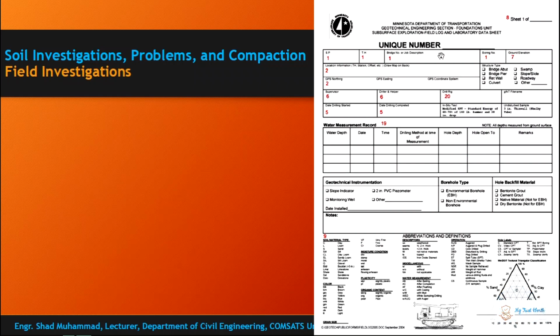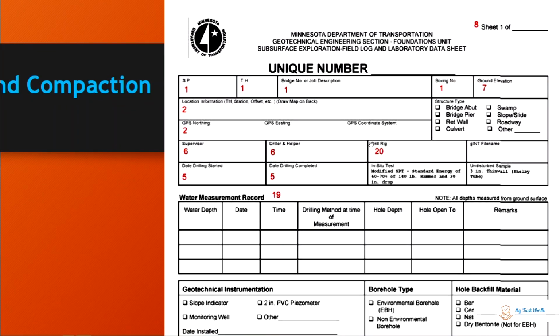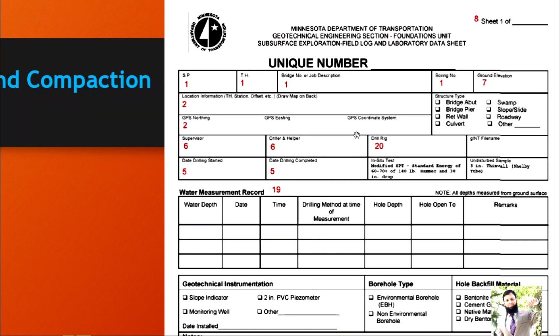Okay, this one is the field investigation performer. You can see that this was taken from the Minnesota Department of Transportation Geotechnical Engineering Section Foundation Unit, subsurface exploration field log and laboratory data sheet: number, bridge number, boring number, elevation, location information, GPS northing and easting coordinates.